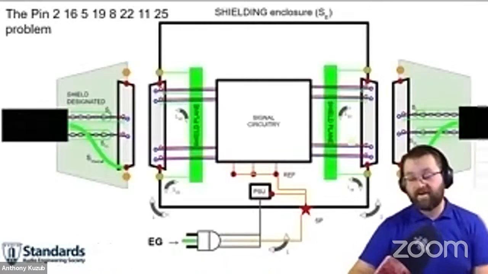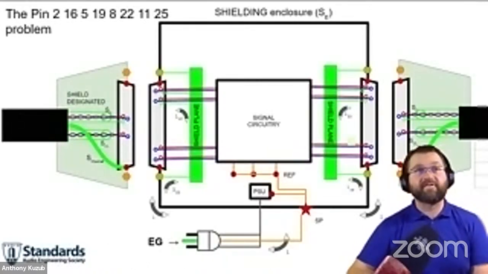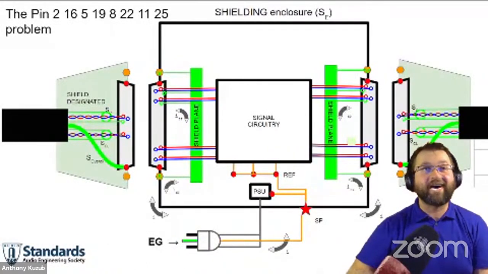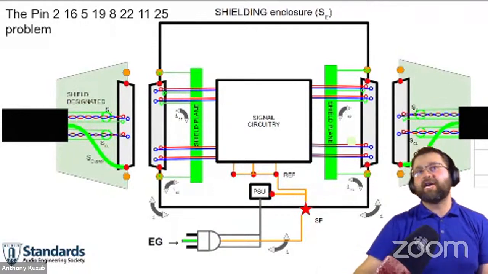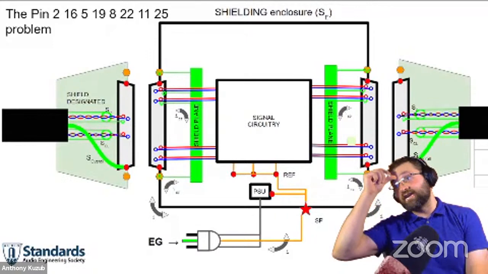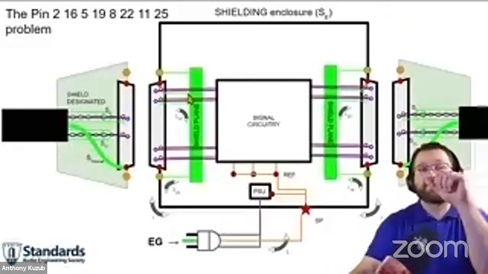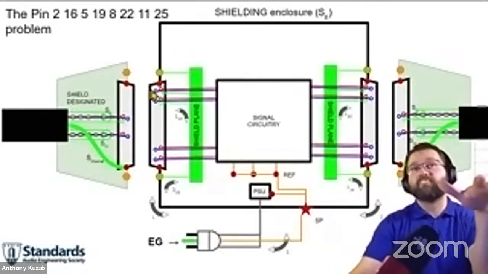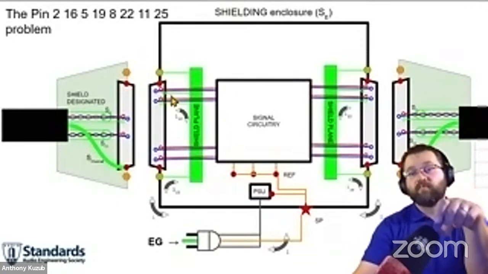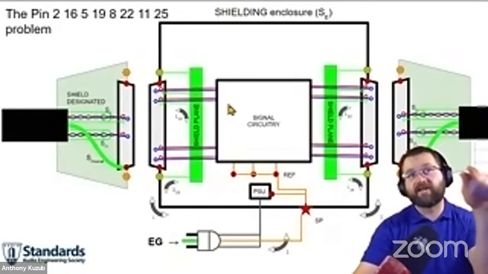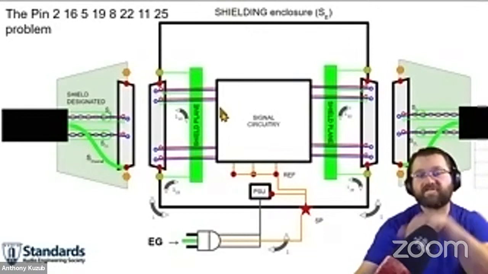So I'll talk a little bit about the pin 2, 16, 8, 5, 19, 8, 22, 11, 25 problem. And it kind of relates to this, before I take any more questions. The big problem with these DB25 connectors is a lot of them, that ground pin went directly to the signal circuitry or the signal reference.